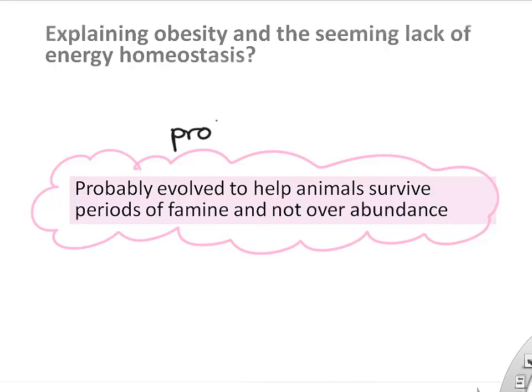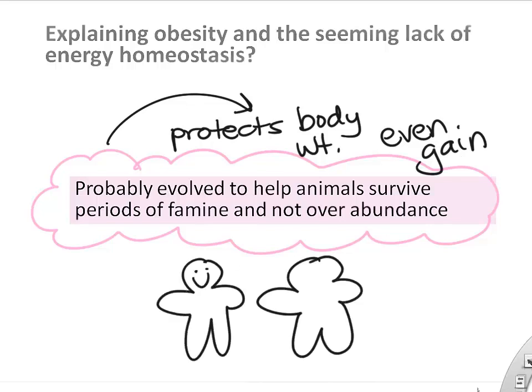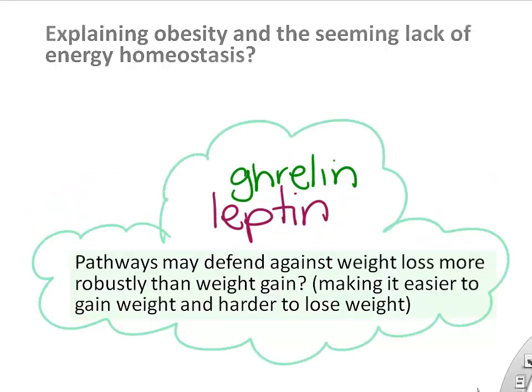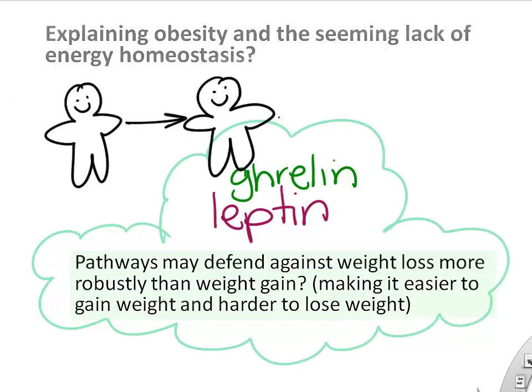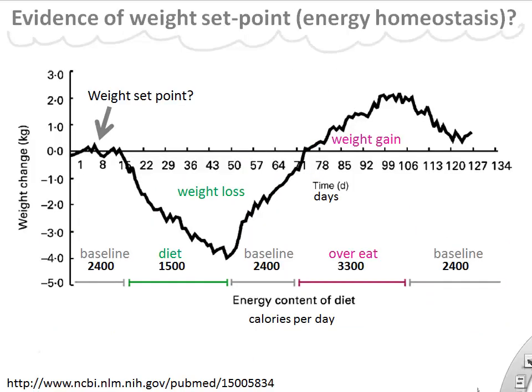There's also the possibility that people have evolved to survive periods of famine rather than overabundance. So maybe the body isn't used to gaining lots of weight, and so these signals aren't very good at causing us to lose weight. Right? Once you gain those calories, you're waiting for the next famine when you'll need all that body weight. It's possible to speculate that maybe the leptin and ghrelin pathways make it easier for us to defend against weight loss rather than to defend against weight gain. So we sort of have a stronger signal and stronger pathway to cause us to gain weight rather than lose weight.